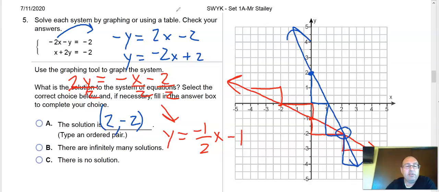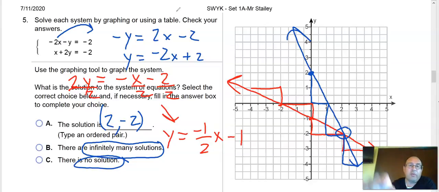We'll talk about what happens in the next section. We'll talk about infinitely many solutions where the two lines actually would sit on top of each other. And what if they're parallel? If they're parallel, they don't cross. We'll talk about that in the next one.